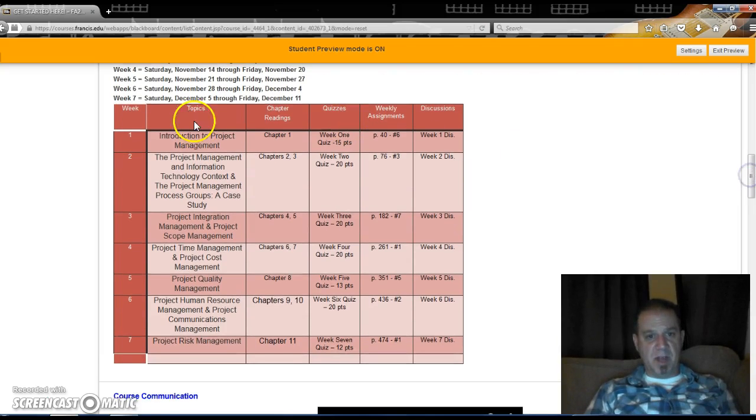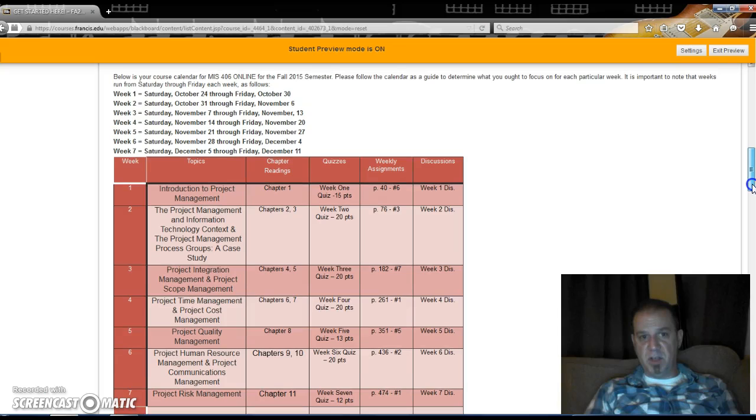So here it is, the calendar. It's here, 7 weeks. Week 1 goes across this way. It gives you the topics that will cover that particular week. So for week 1, if you want to reference the dates of week 1, you go up here. Week 1 is Saturday, October 24th through Friday, October 30th.